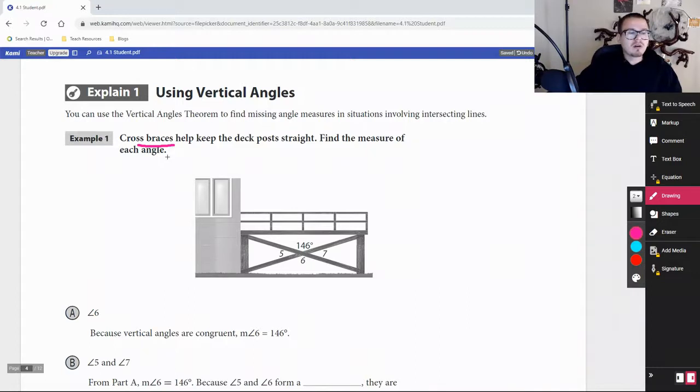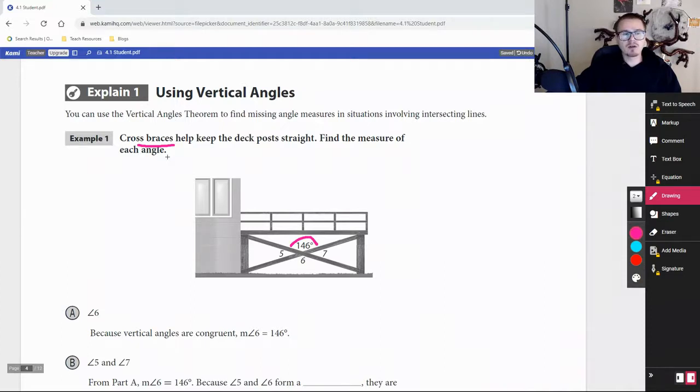So let's look at what we know. This is, I think, so important for any math doing. What do you know and what are you trying to figure out? Well, we know that there are 4 angles present. We know that these are 2 lines, essentially, right? They're intersecting. We know that one angle measures 146 degrees.